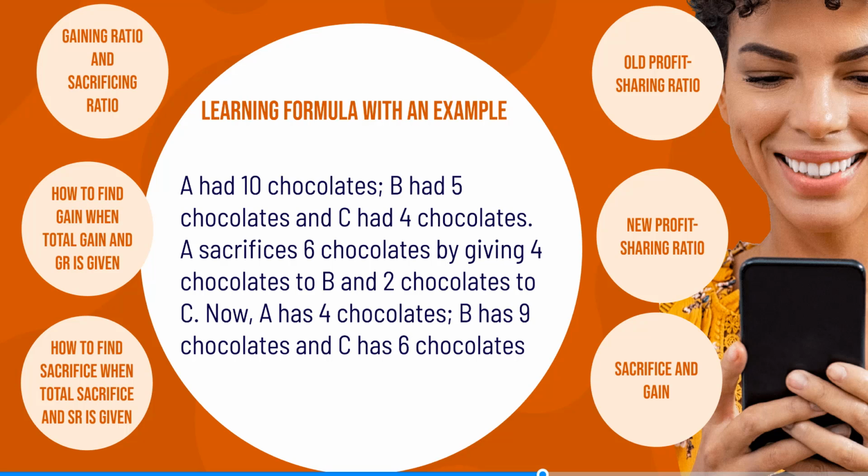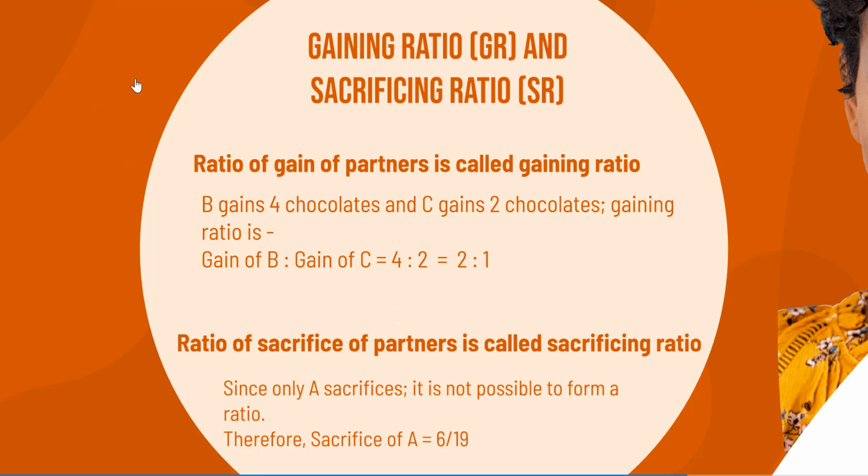Let's find out what the gaining ratio and the sacrificing ratio is. So we said when we put the gain of the partners together in the form of a ratio, we get the gaining ratio. So now B has gained 4 chocolates and C has gained 2 chocolates. So we put these two in the form of a ratio as 4:2 and simplify it down to 2:1. Therefore, that is the gaining ratio between B and C.